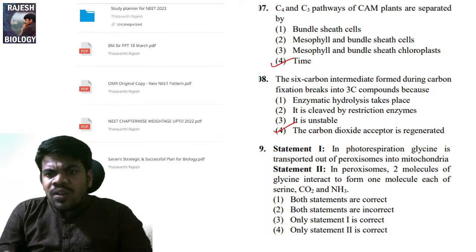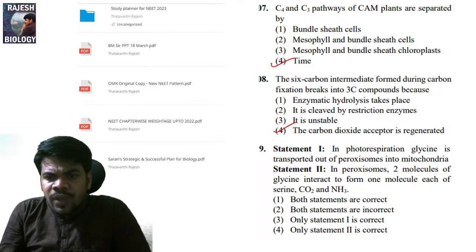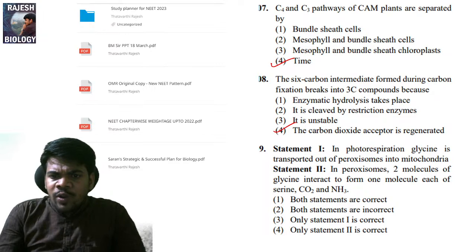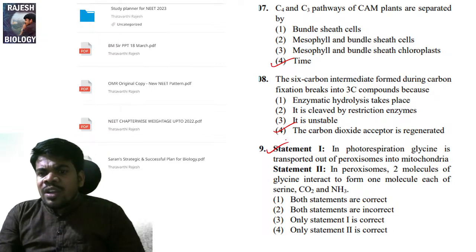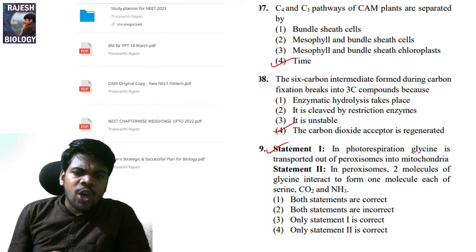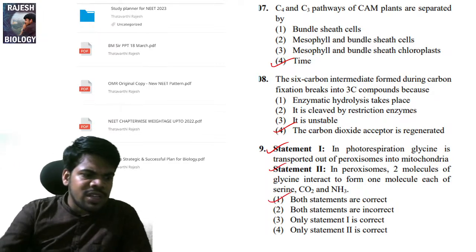In photorespiration, glycine is transported out of peroxisomes into mitochondria. Correct, it is. Statement 2. In peroxisomes, 2 molecules of glycine interact to form 1 molecule each of serine, carbon dioxide and NH3. This is also correct. So both the statements are correct.